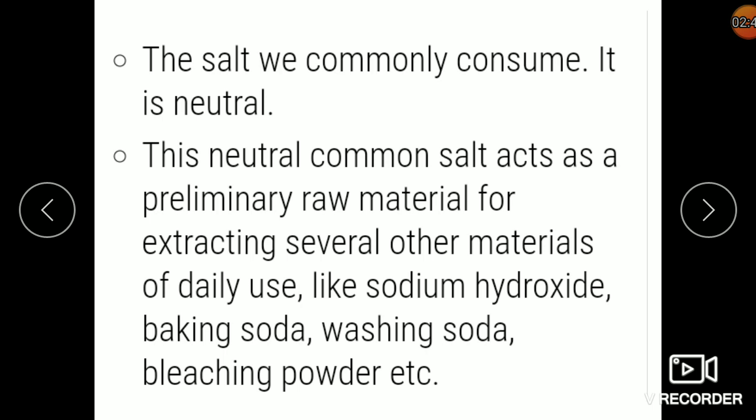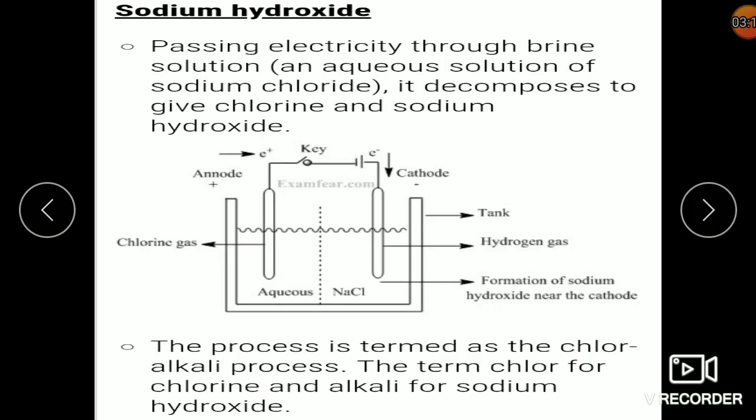This is also used as a raw material for preparing many other compounds. For example, sodium hydroxide, chlorine, baking soda, washing soda, baking powder, bleaching powder, and much more. So sodium chloride can be used as a raw material for preparing a variety of important chemical compounds. Next, we'll see how to use sodium chloride to derive such compounds. We'll start with the preparation of sodium hydroxide and chlorine from sodium chloride.